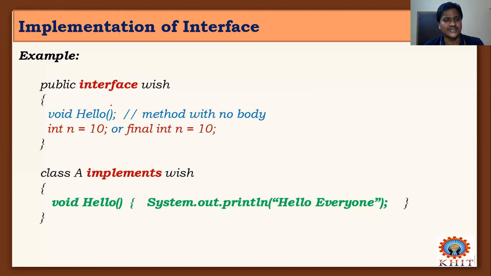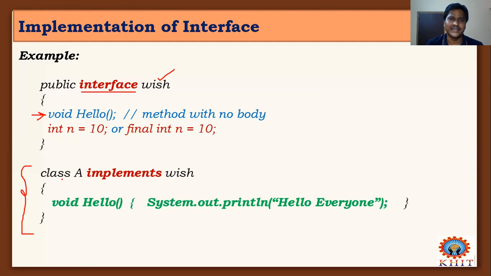And coming to one simple short example for this, similar to the same interface created in the declaration of interface: public interface Wish, which is the interface name. And I have defined one method called hello with no body, as it is. And see here, this concept is much important here to understand.